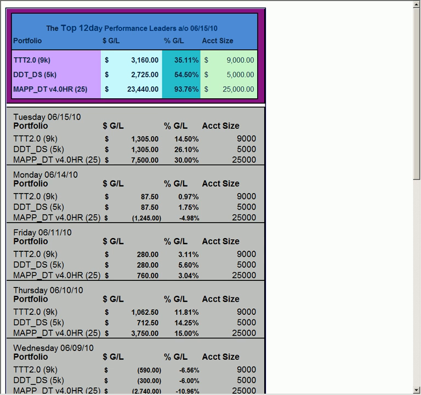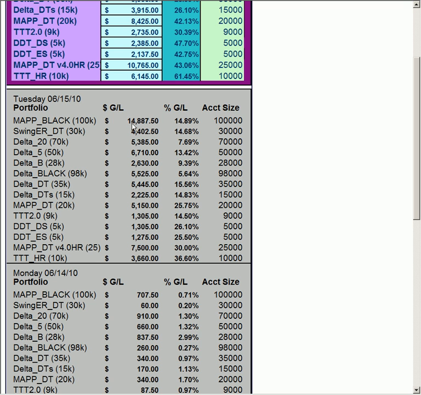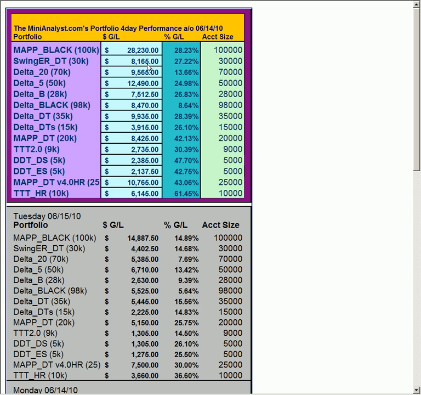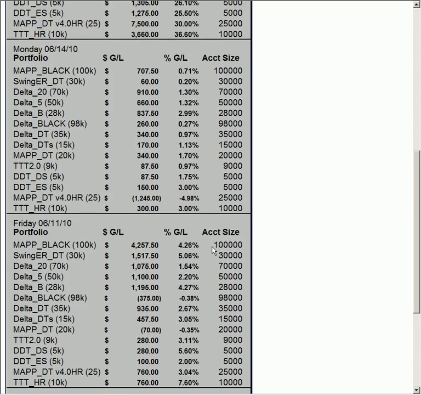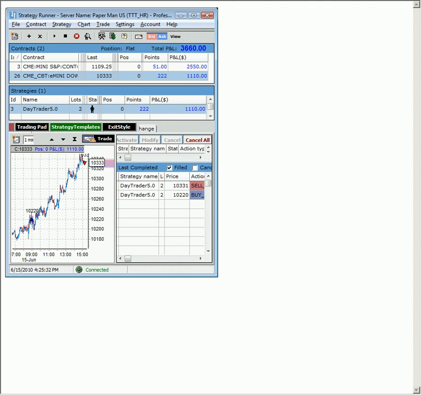You can find out all about it going to the website. Here's our other portfolios. Matt Black gained $15,000 yesterday. The standout, though, was the TTTHR, which gained 37% yesterday, $3,600 to $3,700 on a $10,000 account. And actually, over the last 4 days, the DT version 4.0 HR has gained 43%, but the TTTHR triple threat trader high risk high return is actually outperforming, besting everyone with a gain of 61% in just the last 4 days. There you see it, the performances of our primary portfolios just in the last 4 days.